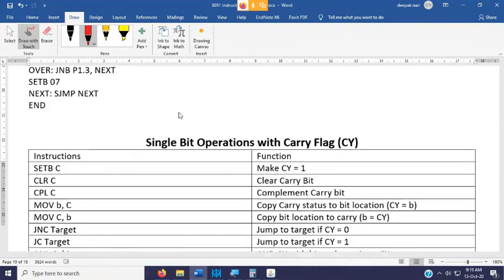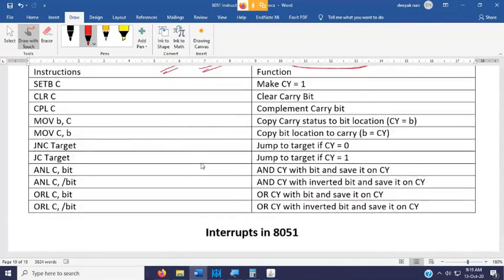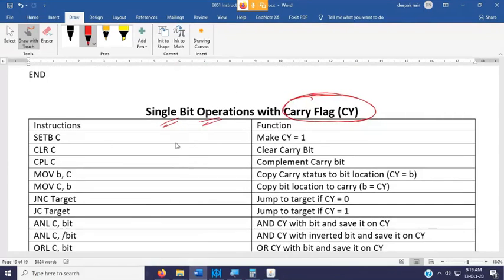Now coming to other commands where you can use bitwise operations, single bitwise operations, especially with the carry flag. Today we focused only on bitwise operations. For the carry flag, you can use set bit carry. Forcefully you can make the carry high, or you can clear it, or complement it. You can also move the carry bit to a particular bit location.